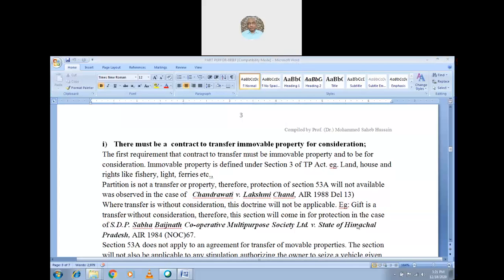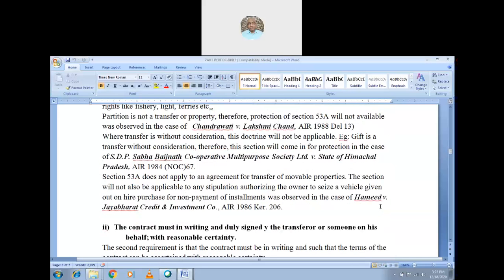Chandravati versus Lakshmi Chand, 1988, Delhi 13: where the transfer is without consideration, this doctrine will not be applicable. That means it is not applicable to a gift, because a gift does not have consideration. Therefore, this section will not give protection in such a case, where gifts are involved.